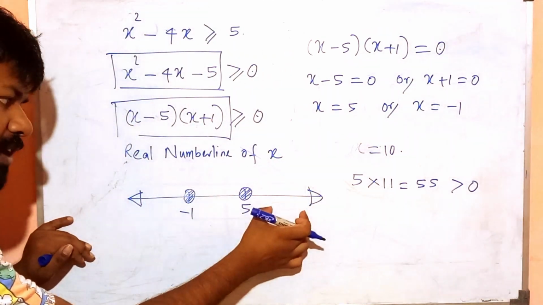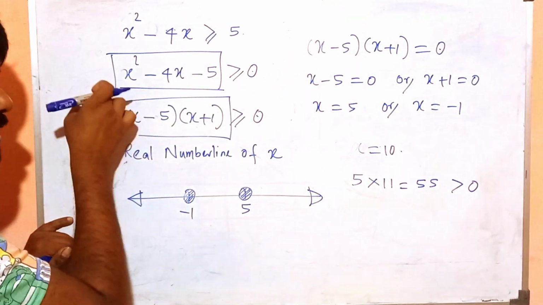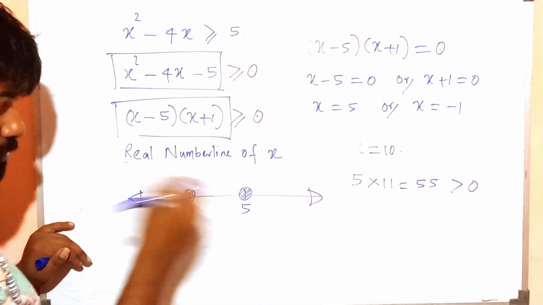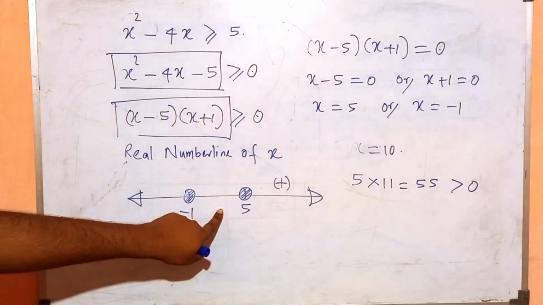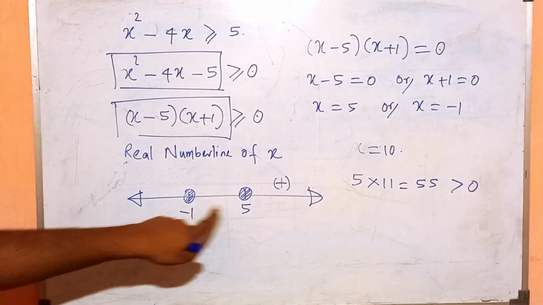So if we choose a value which is greater than 5, this will be greater than 0, this will be positive. That's positive. So the next step, you have to consider a value which is in between minus 1 and 5.